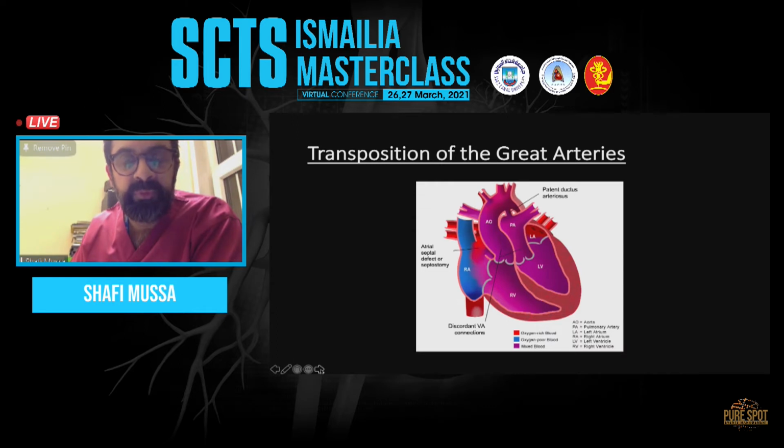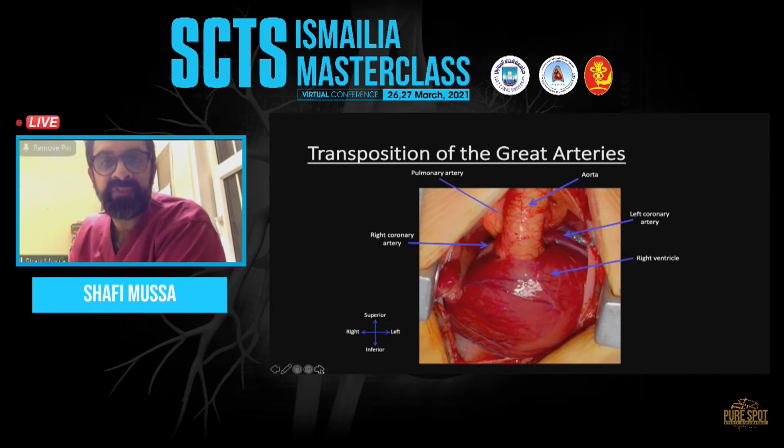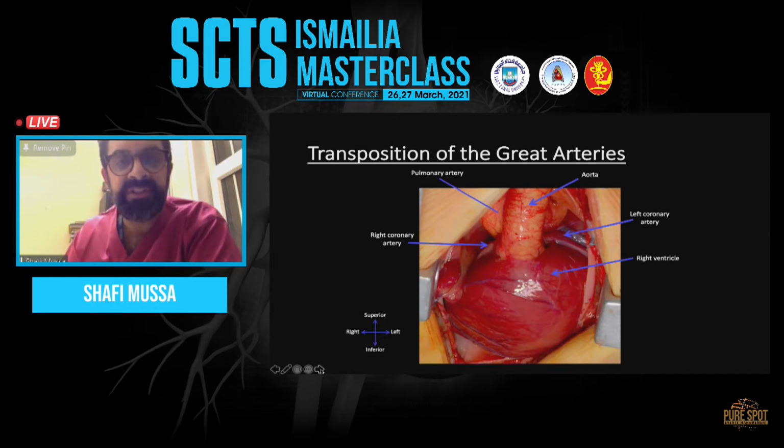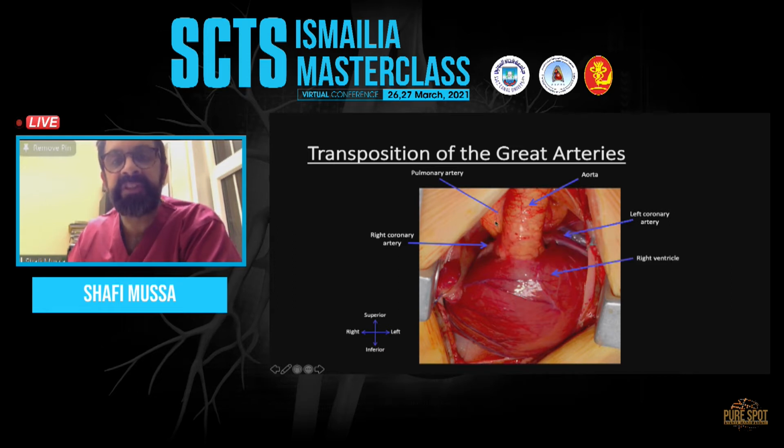I will move quickly on to an actual photograph taken in theatre of transposition. So this is what you see when you open the sternum. This is the right ventricle that you can see here, the aorta coming out of that, and the pulmonary artery located behind. So this is the antero-posterior relationship of the great vessels, with the pulmonary artery sitting behind the aorta. You can see the coronary arteries here, left coronary artery and right coronary artery. But as I said, there is much variation in coronary anatomy.